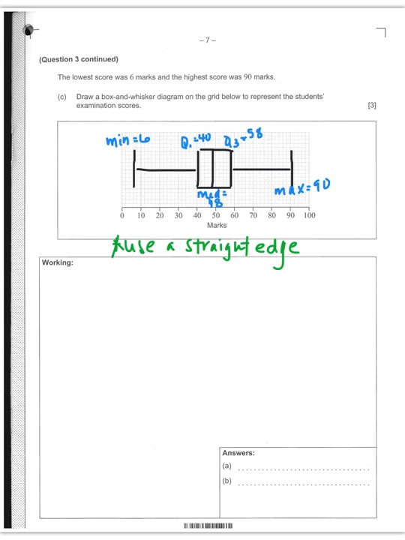So all of those get lines, and then you get your box in the middle between the Q1 and the Q3 with the line at the median, and then your whiskers go out to the min and out to the max. Make sure you use a straight edge on this. You will lose points if it's obvious that you didn't use a straight edge.